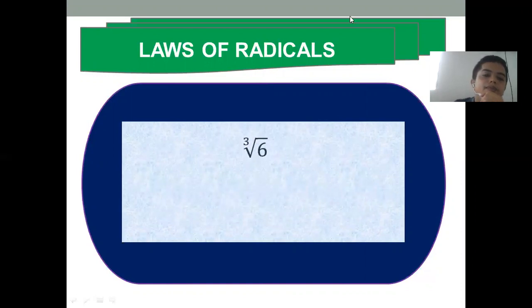So for example, we have the cube root of 6. Your index would be this one, 3, while your radicand is the quantity inside, which in this case is 6. Whatever the value inside the root is your radicand. So in this example, the radicand is 6.